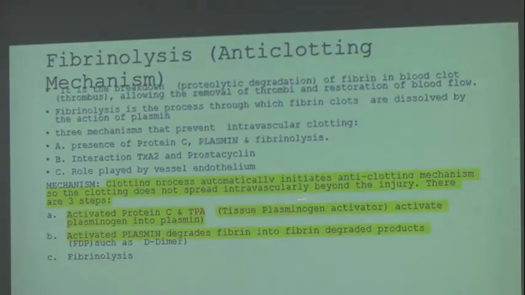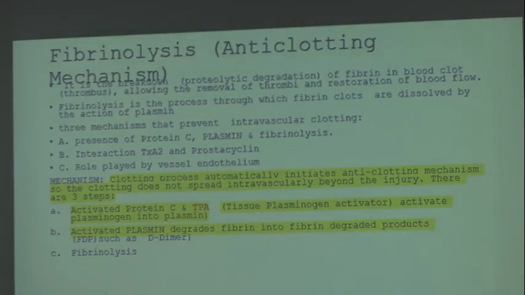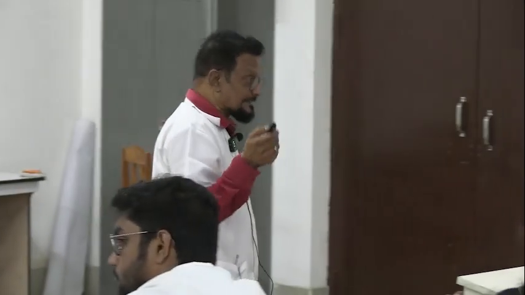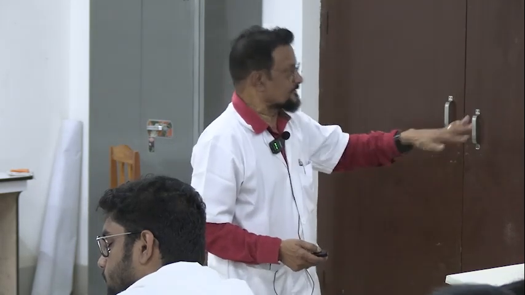Protein C and TPA. TPA stands for tissue plasminogen activator. When this is activated, plasminogen will be activated into plasmin. So we know the function of plasmin. If there is any formation of clots, immediately it will remove those clots. So these are the preventive mechanisms why blood doesn't clot. If any clot is formed, it will be destroyed. It is a precaution.